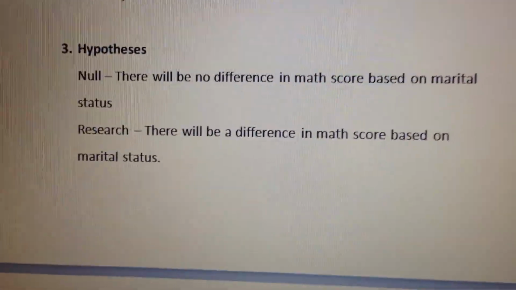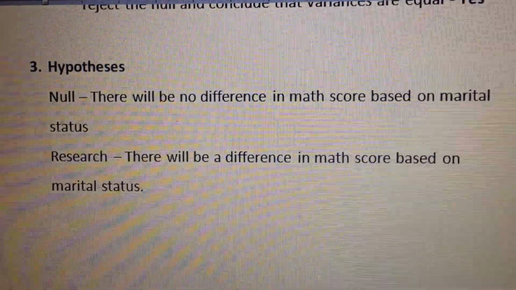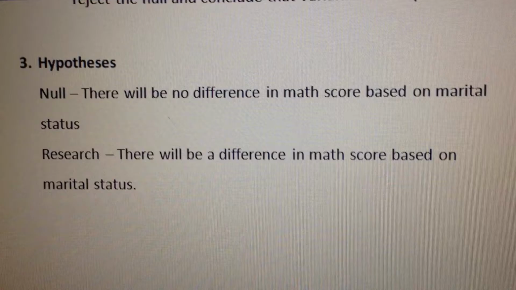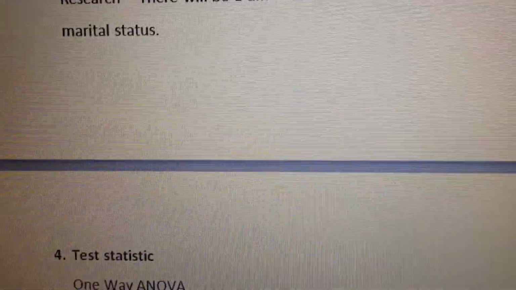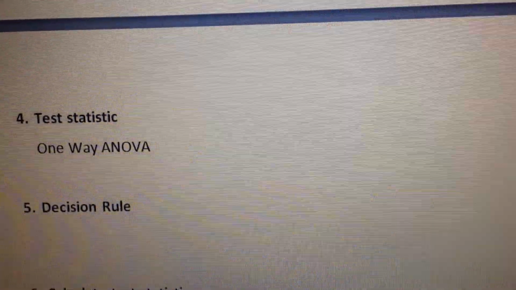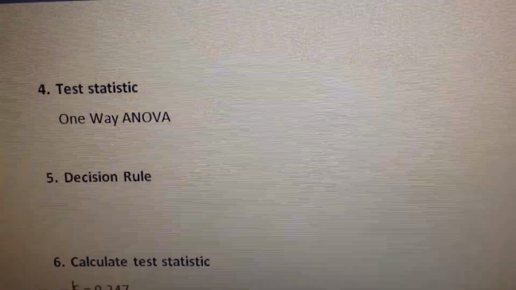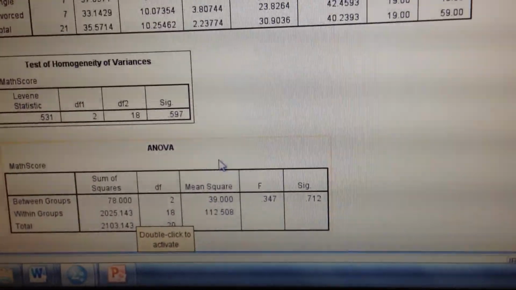Our third step is to state our hypothesis. Here we would say there will be no difference in math score based on marital status. And our research or alternate hypothesis is that there will be a difference in math score based on marital status. We know that our test statistic is our one-way ANOVA, and then we would draw the decision rule. Now, calculate our test statistic. We've actually done that, if you remember.